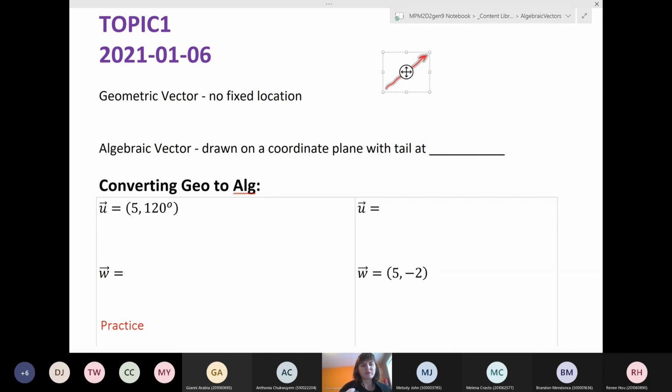An algebraic vector, we're going to always try to get that tail to be at the origin. So you will predefine a system, some sort of coordinate system, and then you would place that vector. So let's say you had two-dimensional space with x and y axes, you're going to grab this vector over here and actually move it so that the tail is right at the origin. Okay.